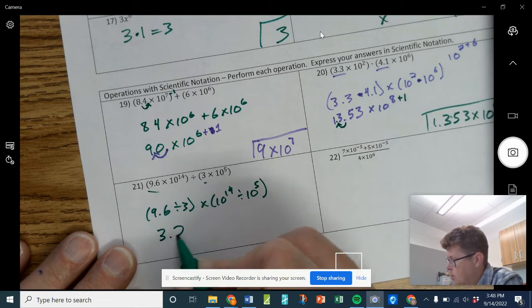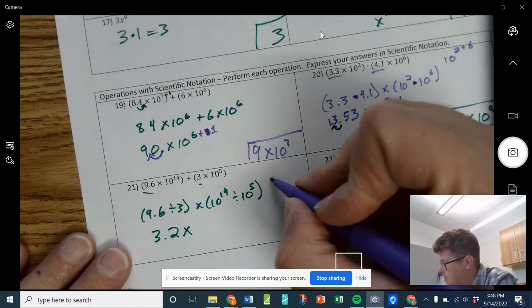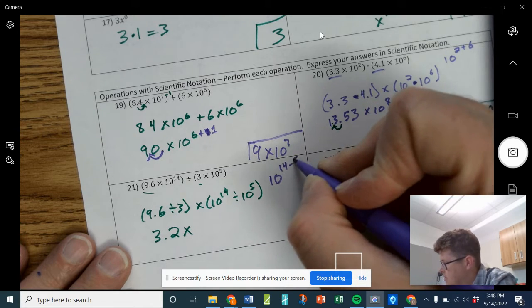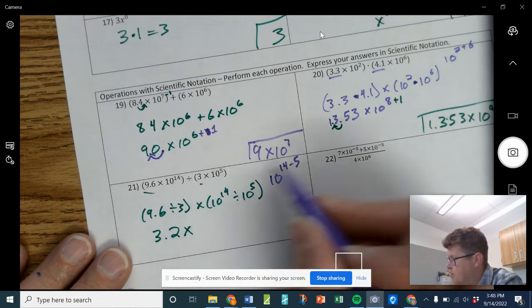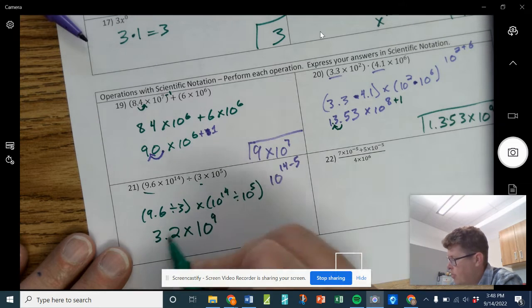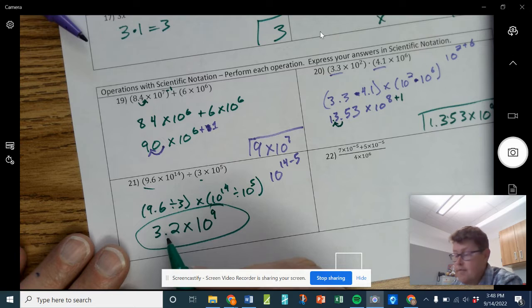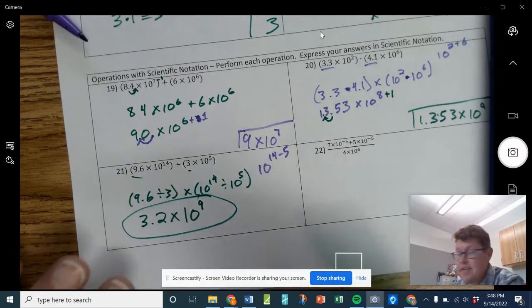So 3.2 times, now when you have this 10 to the 14th, all that's going to happen is you just subtract the 5 from it. You keep the base, subtract your exponents. So this becomes 3.2 times 10 to the 9th. And since your decimal's already in the right place for scientific notation, we don't have to do any shifting of decimals.